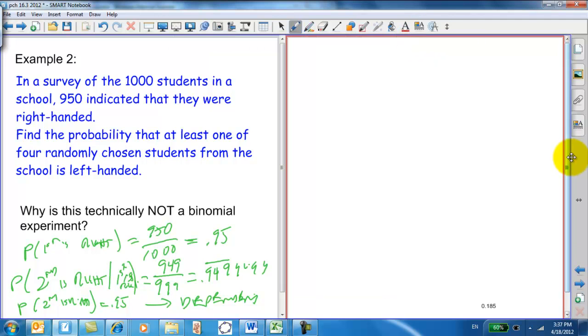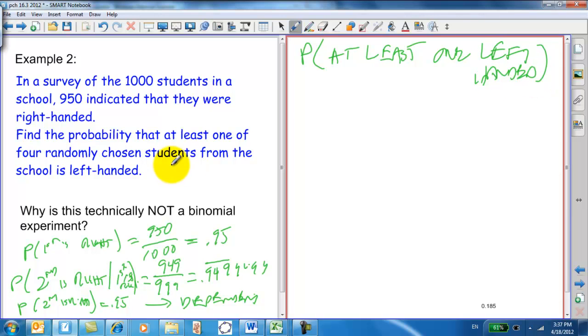So find the probability that at least one of the 4 randomly chosen students from the school is left-handed. So the probability of at least one left-handed kid in the 4 that you pick. And remember, we're picking 4 randomly chosen students. So it's right-handed plus left-handed to the 4th power.